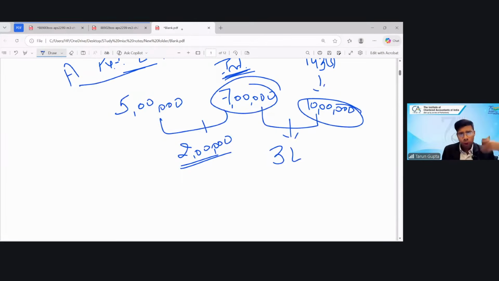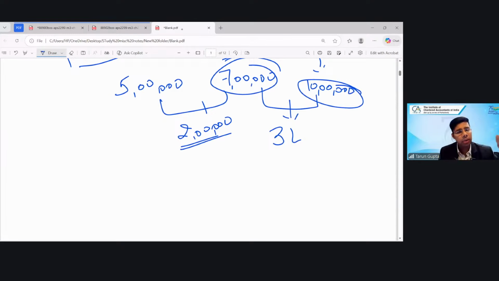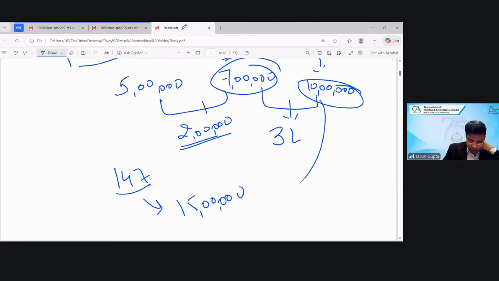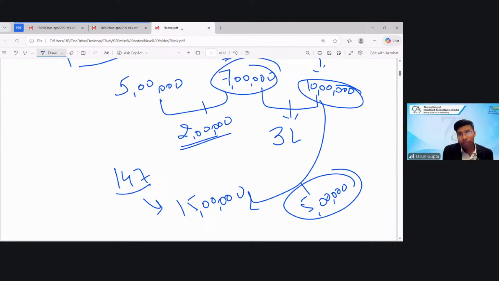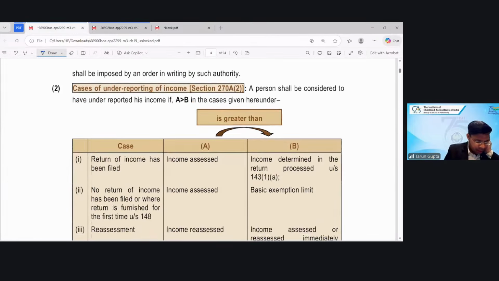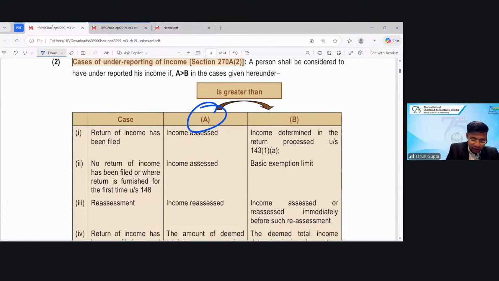Now assuming subsequently there is another assessment, a reassessment. A Private Limited was again reassessed under section 147. And in the assessment order under 147, the income is assessed, say, at rupees 15 lakh. Then this 5 lakh, the income assessed minus income earlier assessed, shall again be treated as underreported income and be subject to the penalty.